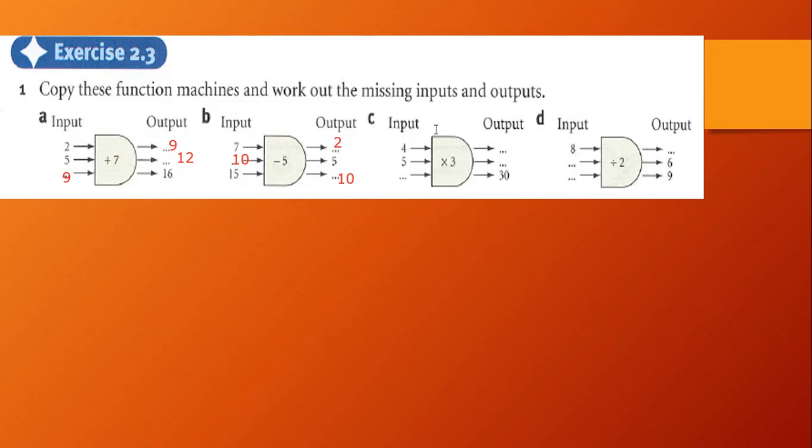Okay, it's just for the function machine. 4 multiplied by 3, 12. Down is 5 multiplied by 3, 15. And 10 divided by, because we are moving backward, it is equal to 10. 8 divided by 2, 4. And here is divide, so we write here multiply. 6 multiplied by 2, 12. And 9 multiplied by 2, 18.